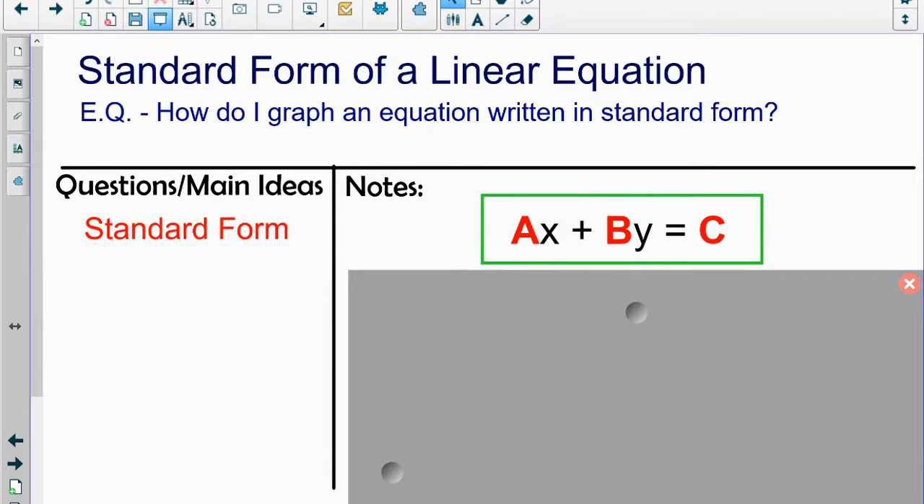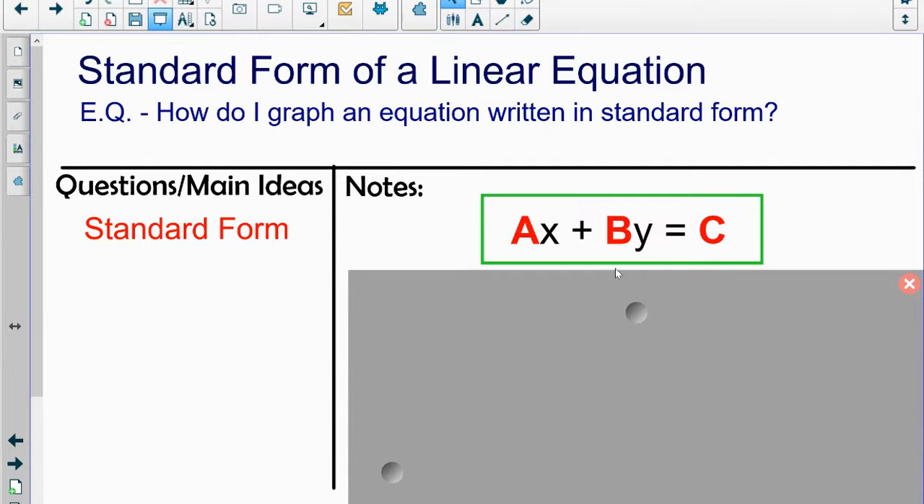So let's talk about standard form of a linear equation. We've looked at slope-intercept form and point-slope form already. So standard form is yet another way that you can write linear equations. Remember, a linear equation is just going to have an x and a y in it as the variables, and then other numbers somewhere. And the way that it's written tells you a little bit more about that equation, or more specifically, about the graph of that line.